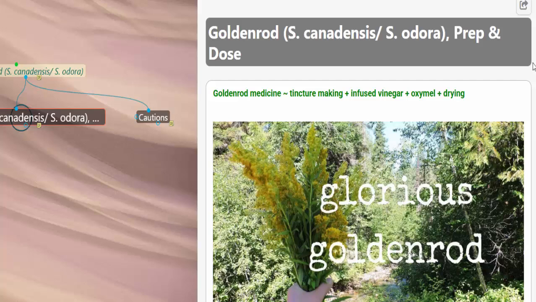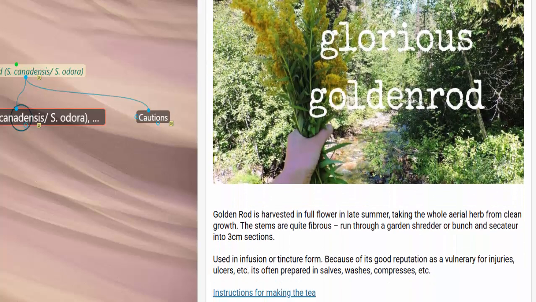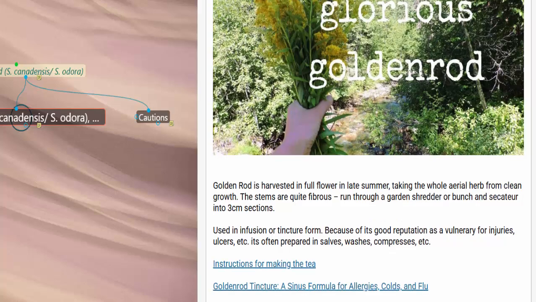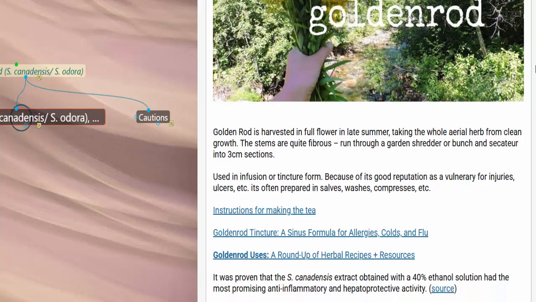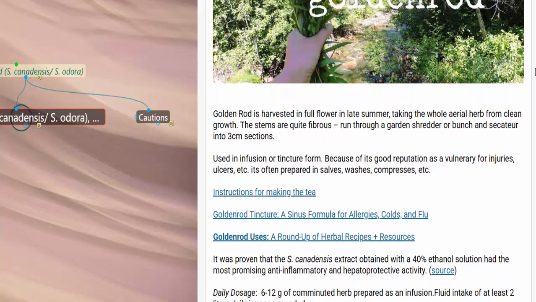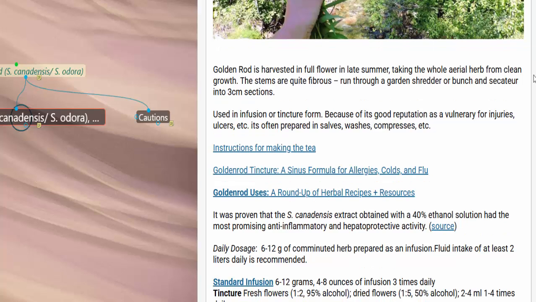Now, this video goes into tincture making, infused vinegars, oxymels, and drying. It's harvested in full flower in late summer, taking the whole aerial herb from clean growth. Stems are quite fibrous. You could run those through a garden shredder or bunch and secateur into 3 centimeter sections, used in infusion or tincture form.